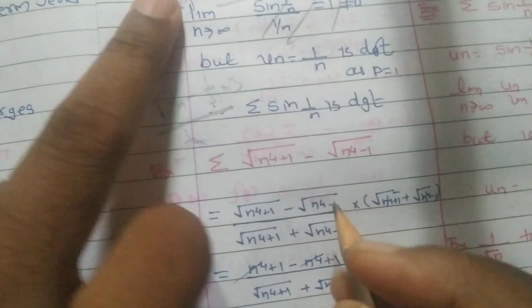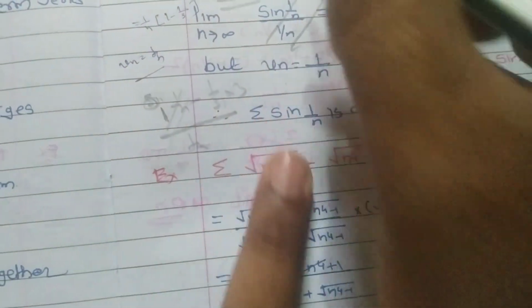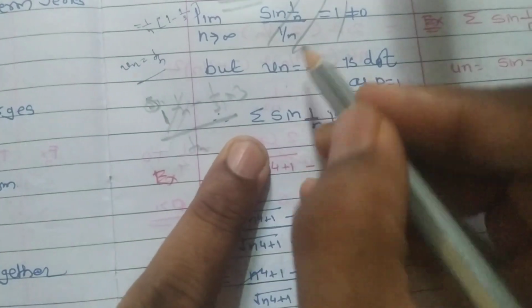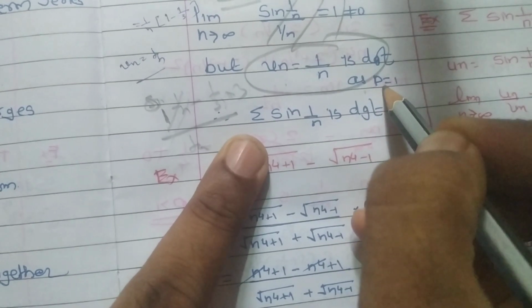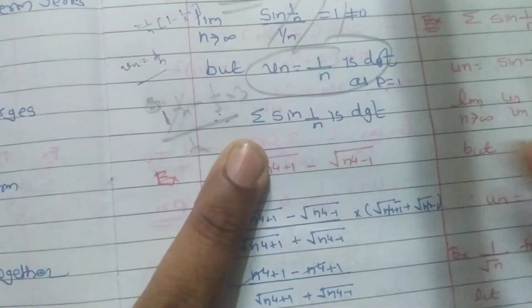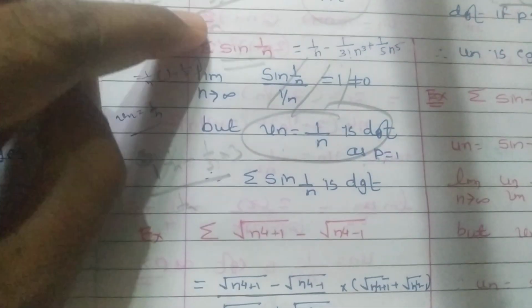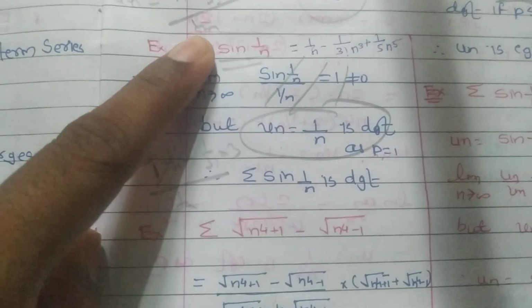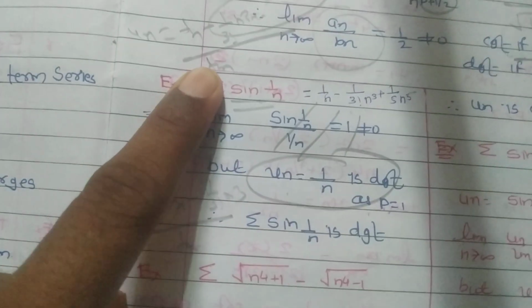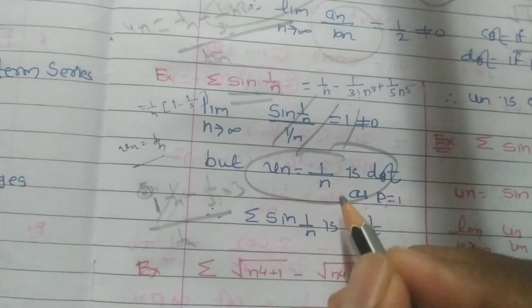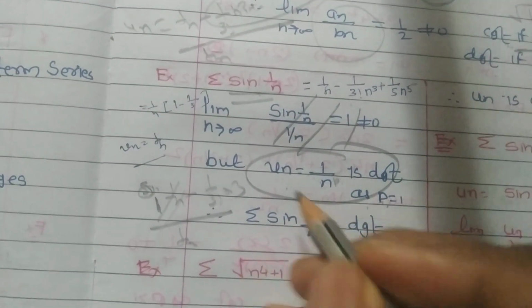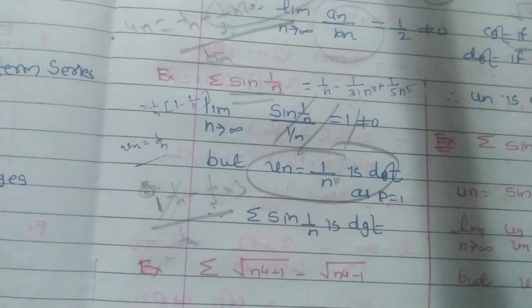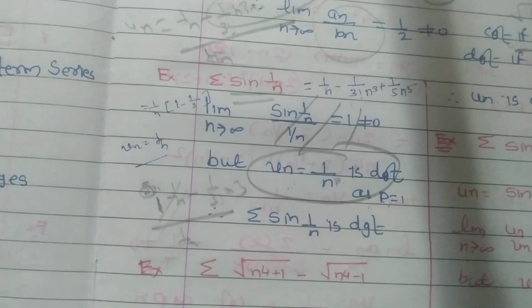Therefore the limit exists and is 1, which is finite. But vn, 1 upon n, is divergent because p is equal to 1. Therefore this series is divergent. Okay, thank you. If you have any question, then comment to me.